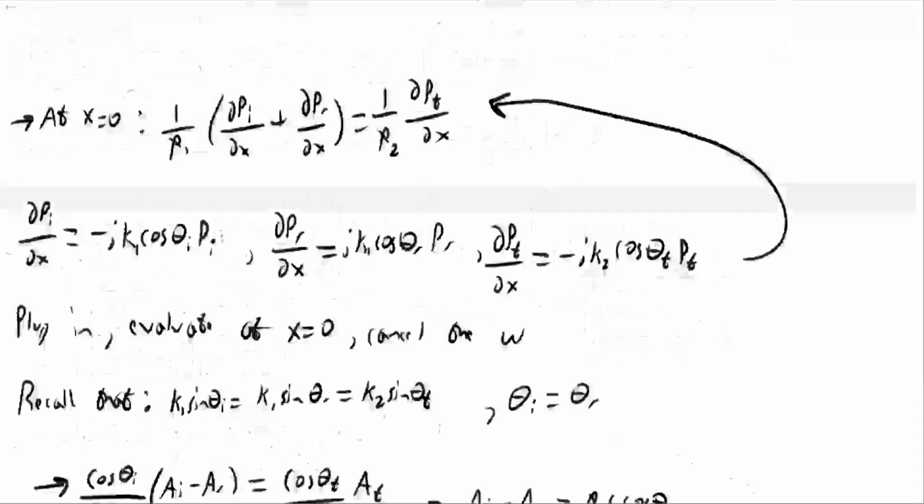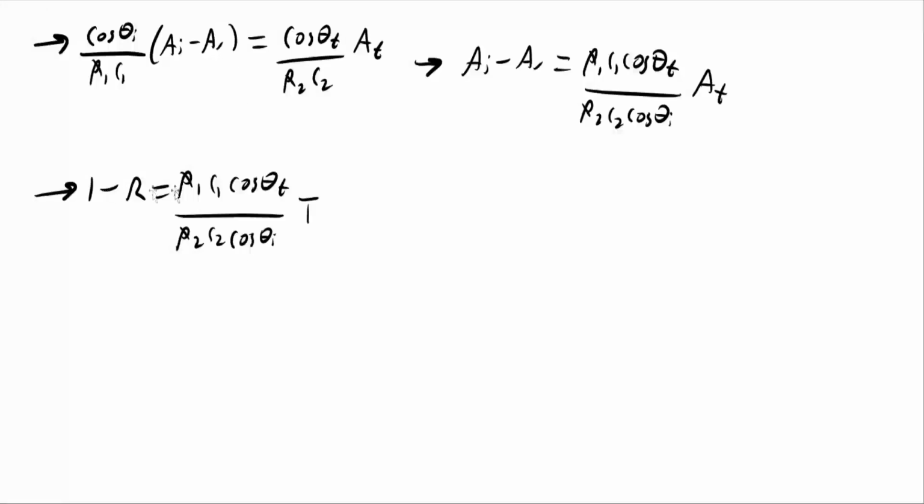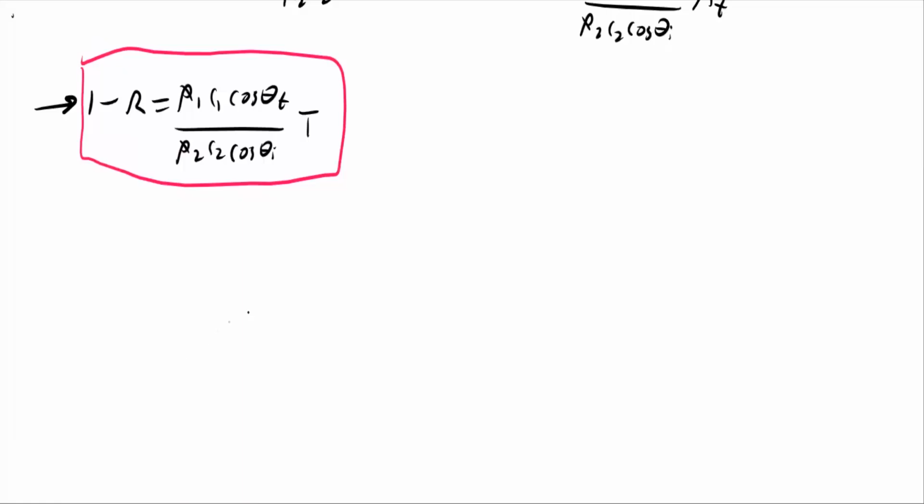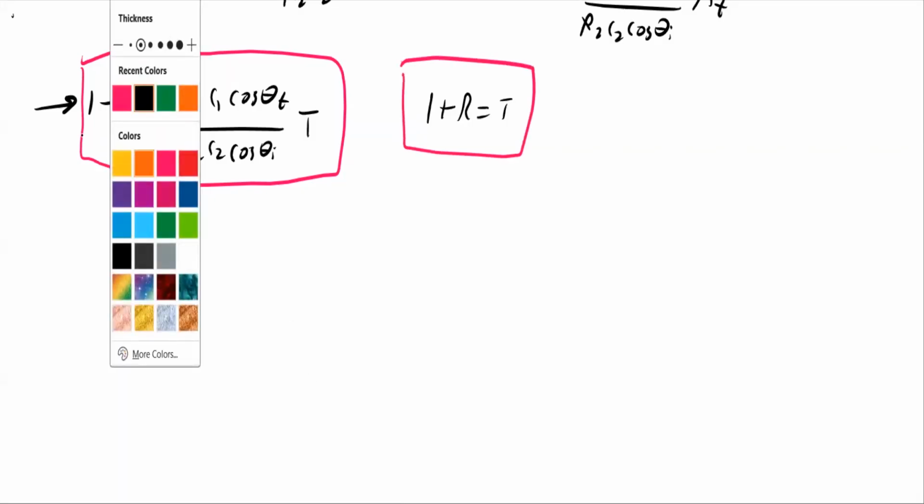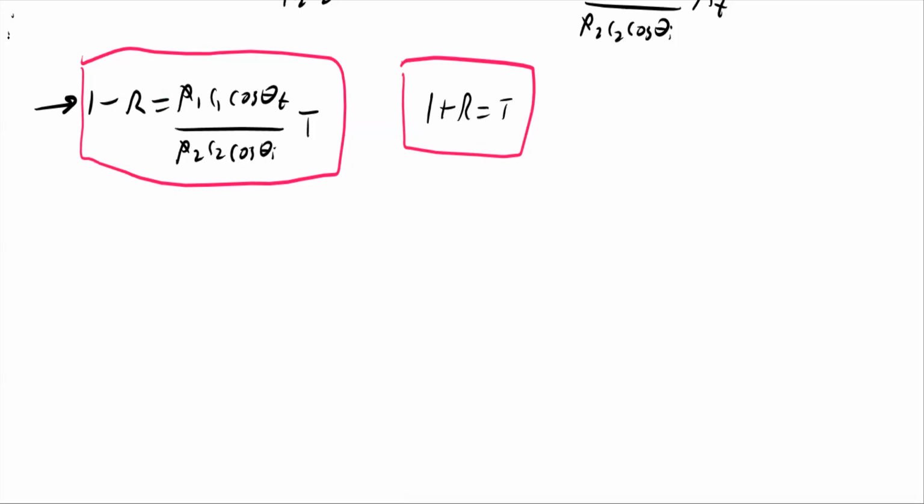Okay? So now we have two equations. Here's the first one, 1 plus R equals T. And then 1 minus R is equal to rho 1 C1 cosine theta t over rho 2 C2 cosine theta I times T. So we have two equations and two unknowns. It's a little bit tedious once again, but you simply solve the system. And I'll leave this as an exercise to do yourself. It doesn't really tell us anything physical, and it's not necessarily hard or have any fancy tricks. It's just a bunch of algebra. So I think you can do that.